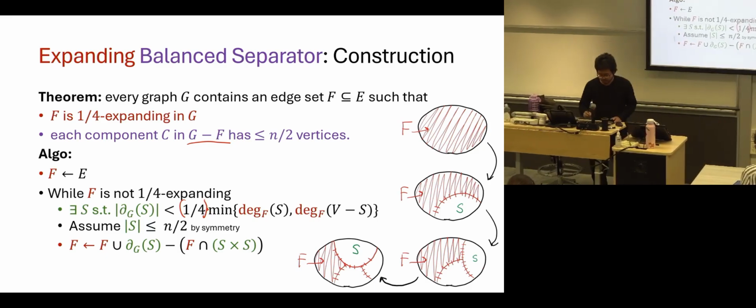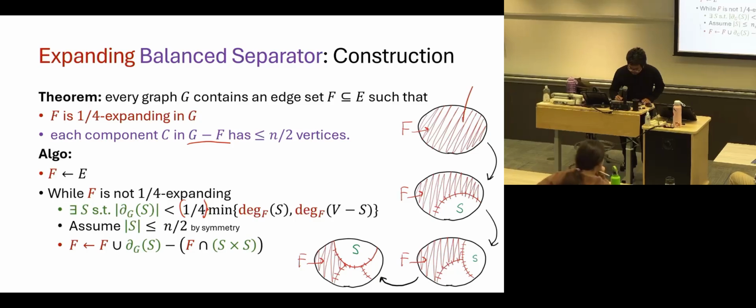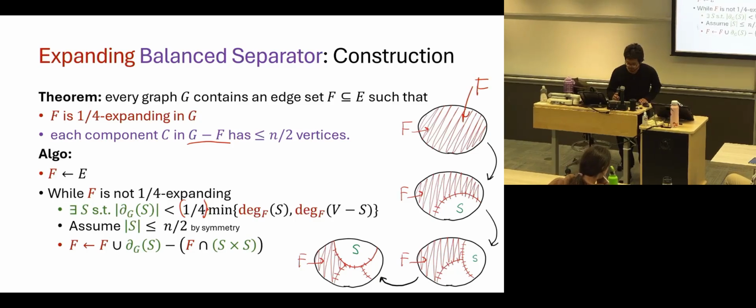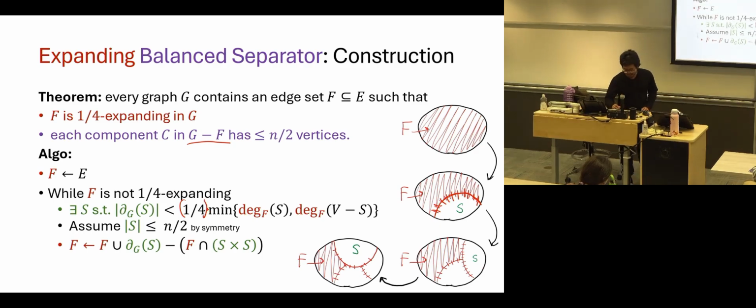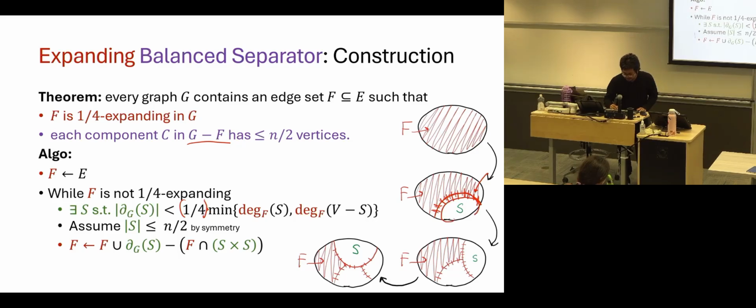Okay, so in picture it looks like this. In the beginning, F is everything, right? And let's say I find a sparse cut like this. Now I add edges here. These edges, the boundary was there before, so I didn't really add anything. And then I remove everything inside. That is strictly inside that I remove.